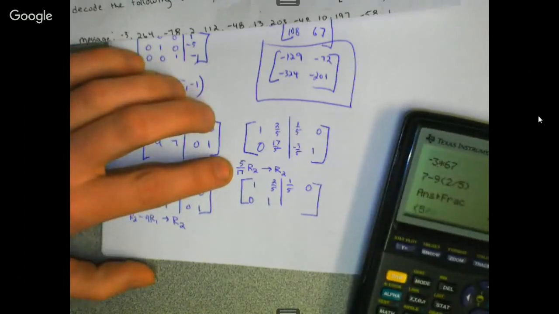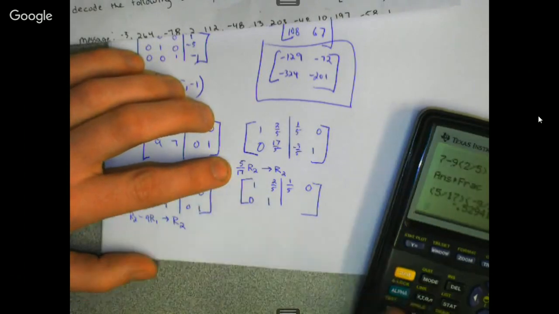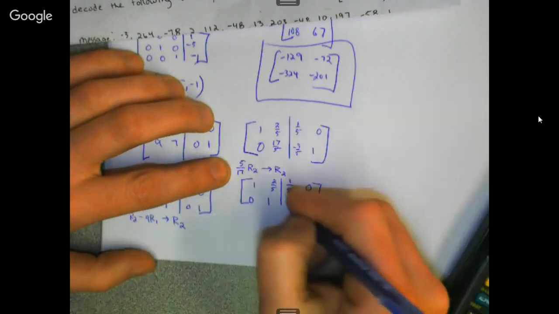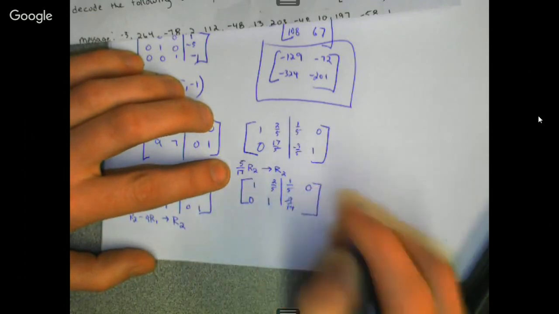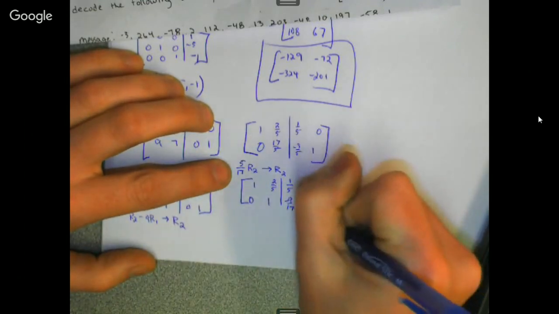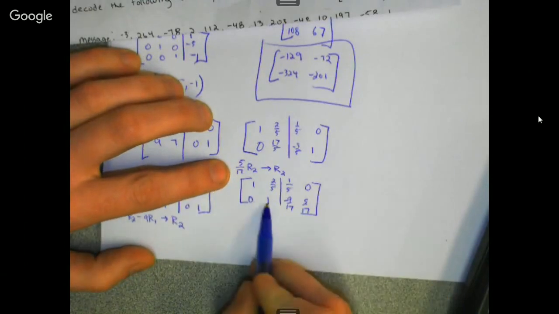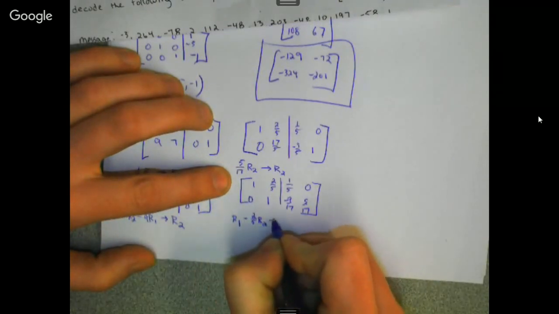So we'll take 5/17 times negative 9 over 5, which should be negative 9 over 17. And then this is 5 over 17. So I got my 1 here. Now I need a 0 here. So we'll take row 1 minus 2/5 row 2 back into row 1.